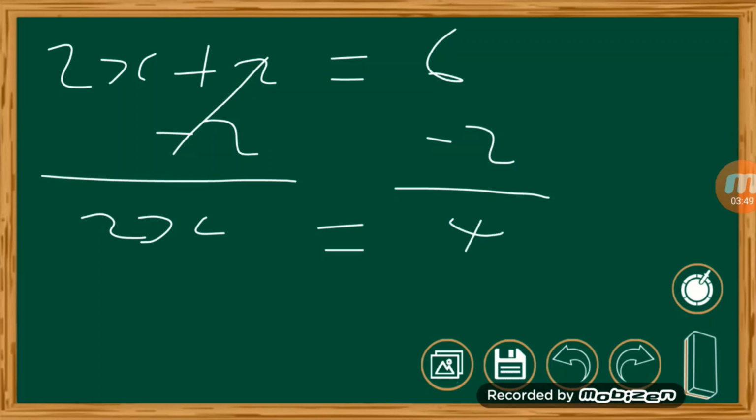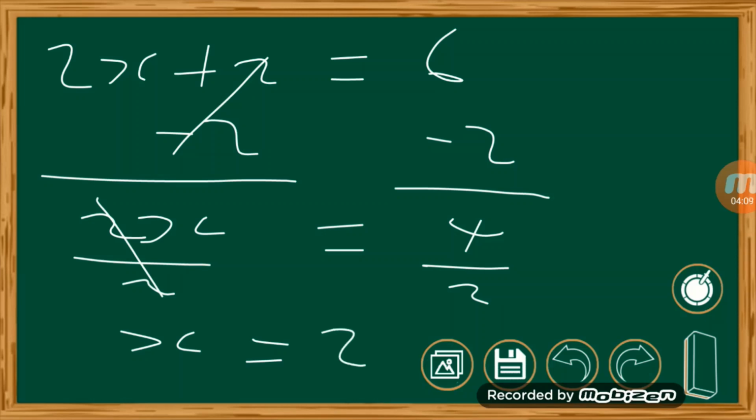Now 2x means 2 multiplied by x. So if we want to get rid of this 2, we can divide both sides by 2. We want to divide this side by 2 as well. So 2 will cancel out 2. So what we're left with is x equal to 4 divided by 2, that's just 2. And that's how you would do this problem.